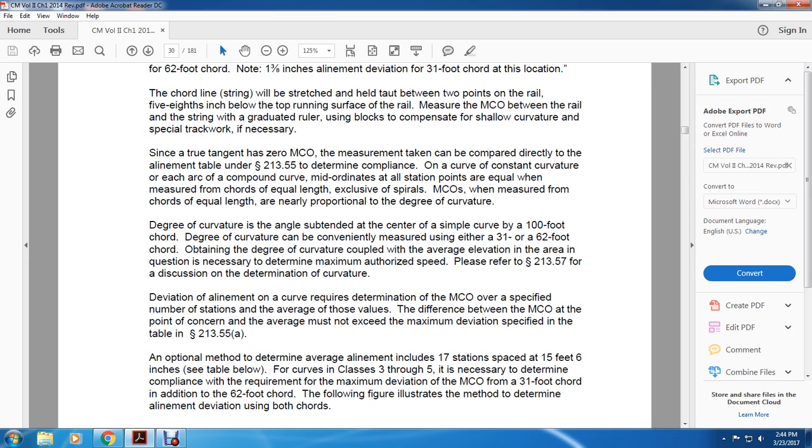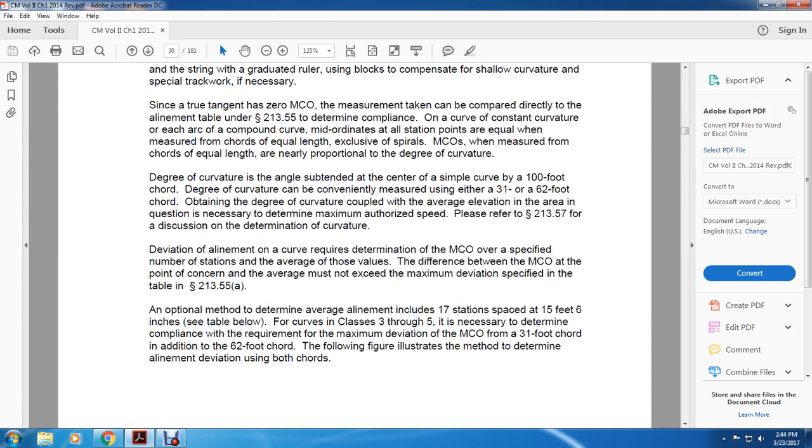Degree of curvature is the angle subtended at the center of the circle of the curve by a 100-foot chord. The degree of the curvature is conveniently measured using a 31 or 62-foot chord to obtain the degree of the curvature, to comply with the average elevation in the area and any question necessary to determine the maximum authorized speed. Please refer to Statute 21357 for the discussion and determination of the curvature.